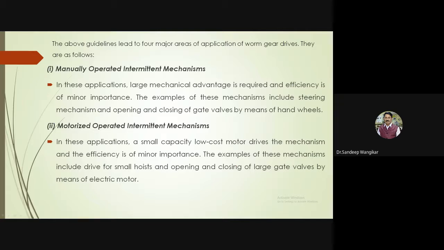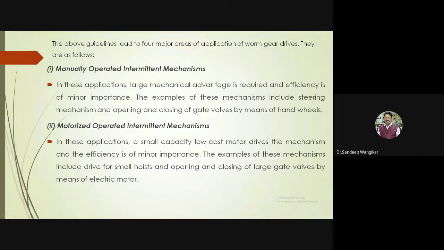First, manually operated intermittent mechanisms. The name only indicates manually operated, intermittent, not continuously used. So a large mechanical advantage is required in these applications, and efficiency is of minor importance. So here mechanical advantage should be more, and efficiency does not have that much importance in this particular application. The examples include the steering mechanism and the opening and closing of gate valves by means of a hand wheel.